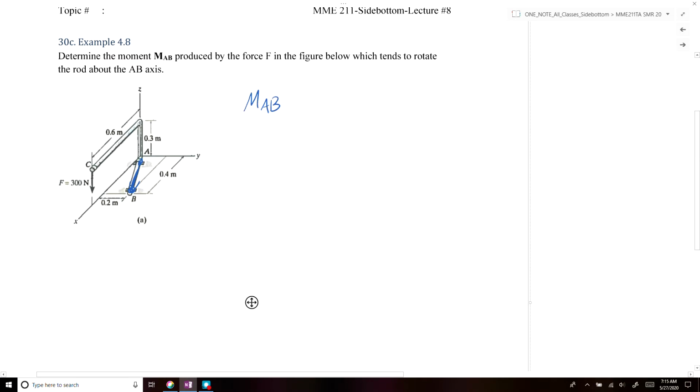Okay, so the moment MAB is going to be equal to the magnitude of MAB times UAB, where UAB is a vector and MAB is a scalar. So we first need to determine what the magnitude of MAB is. We know that MAB will be equal to the dot product of the unit vector UAB times the cross product of R and our applied force.